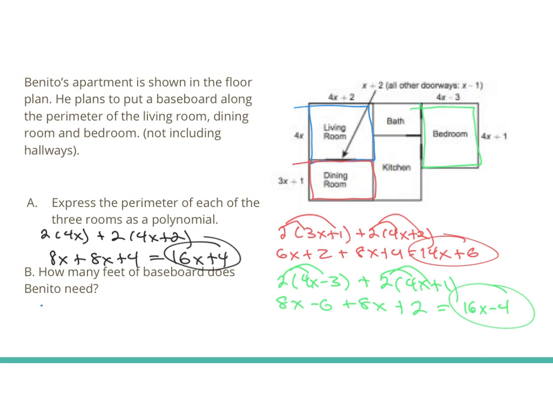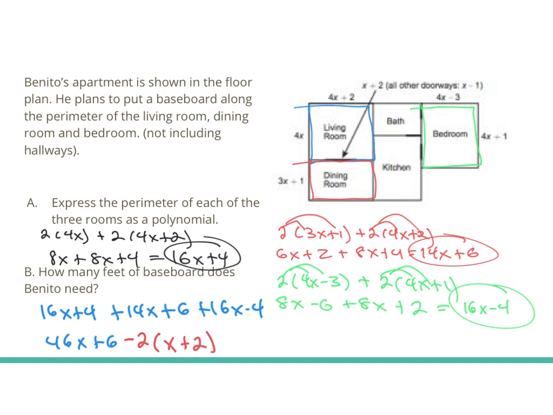So I'm going to take my 16x plus 4, and I'm going to add to that 14x plus 6, and add 16x minus 4. When I combine all of my terms together, I get 46x plus 6. Now to that, we're going to take out the length of the doorways. Again, if you look at the living room and the dining room, they both share an x plus 2. So we're going to take that out of the perimeter for the living room and also for the perimeter of the dining room. So I'm going to be subtracting 2 times x plus 2, again, because of the doorway in the living room and the dining room.